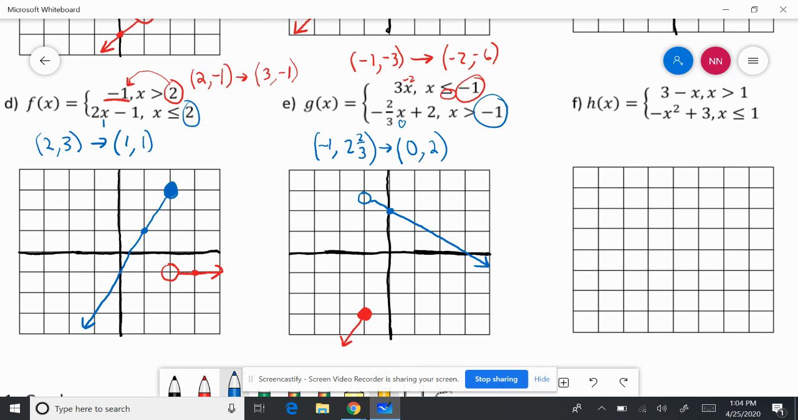Now, looking at letter F. Once again, just like the other ones, I'm going to start with my domain. My domain is 1, so I'm going to start with 1. When I plug in a 1, 3 minus 1 is 2. So that means that I'm going to plot the point 1, 2.